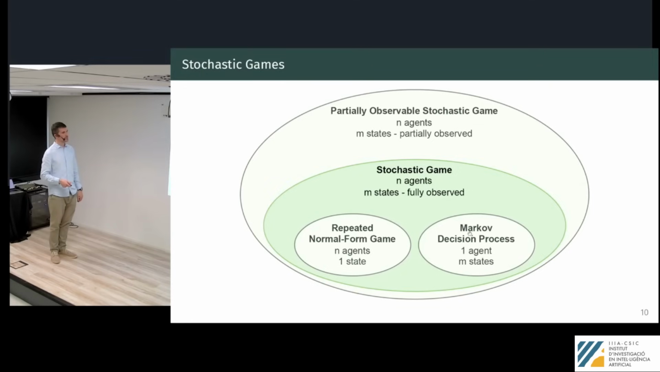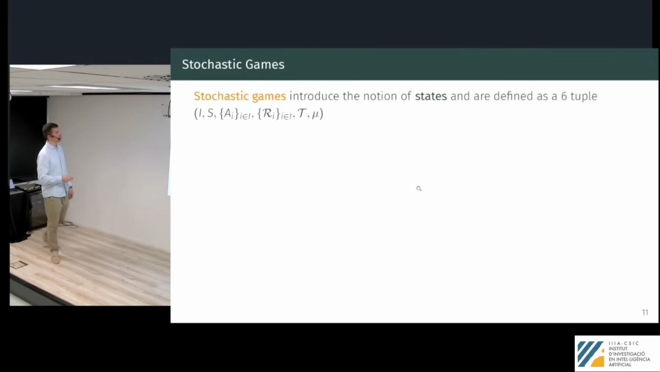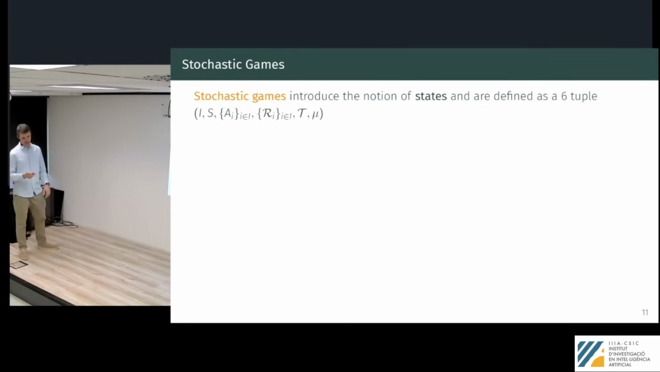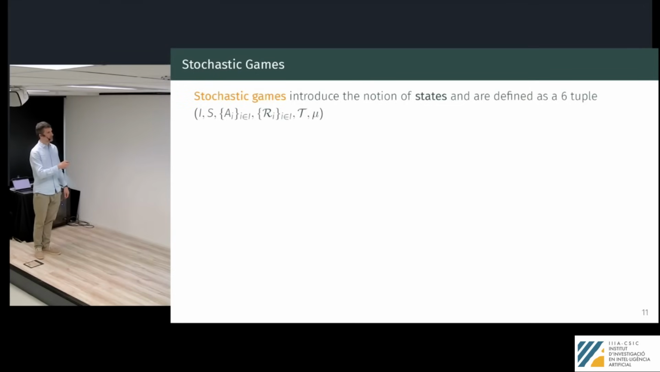We have MDPs as a special case where there's only one agent but M states, and we have repeated normal form games as a special case where there's N agents but only one state. But we have many more games where there's N agents but also multiple states. Okay, so how's it defined? A stochastic game introduces this notion of states, which can change over time, and it's defined by these 6 elements, which look like this. First, again, there's a finite set of agents, which is the set I.